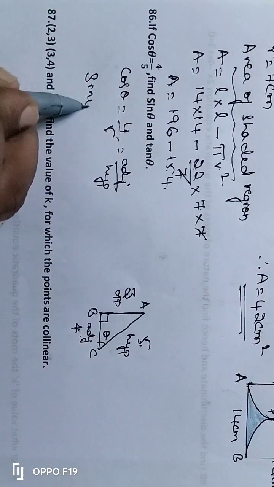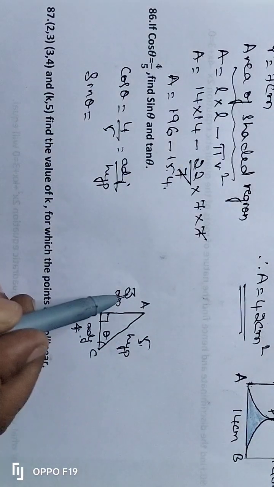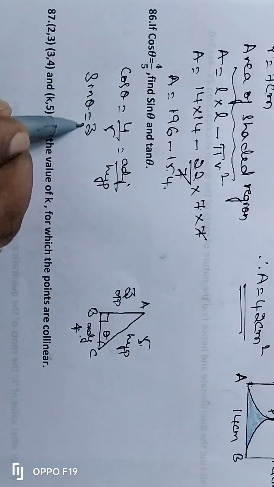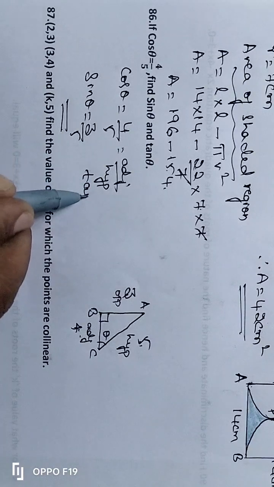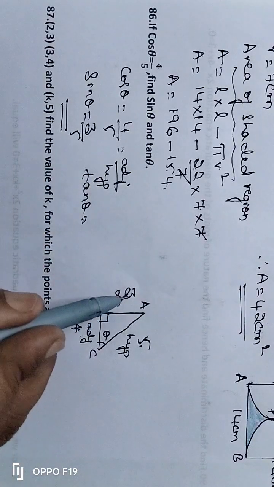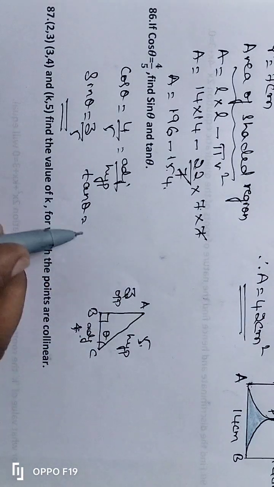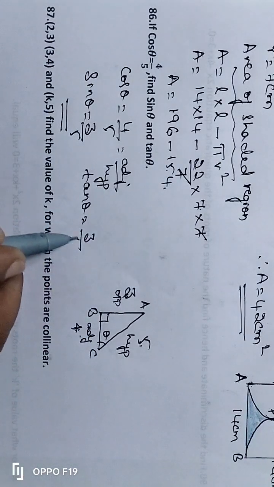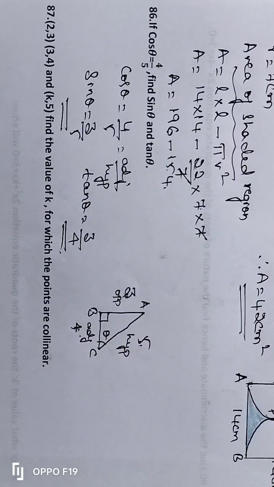Now let us write sin theta. Sin theta is equal to opposite by hypotenuse. Opposite is 3 and hypotenuse is 5. Therefore, sin theta is equal to 3 by 5. Now let us find out tan theta. Tan theta is equal to opposite by adjacent. Opposite is 3 and adjacent is 4. So tan theta is equal to 3 by 4. Like this, we have to find out the value of sin theta as well as tan theta.